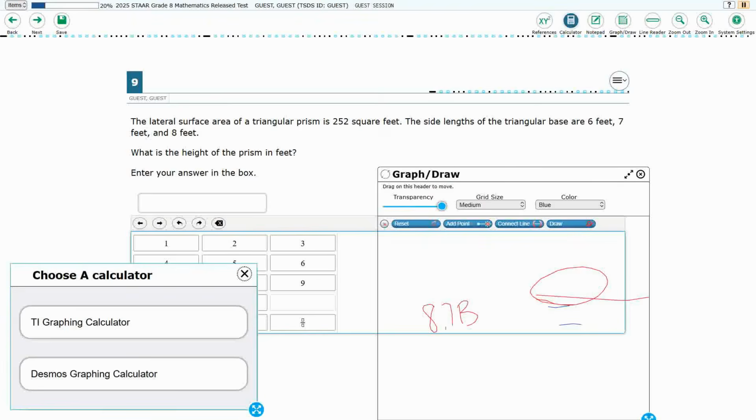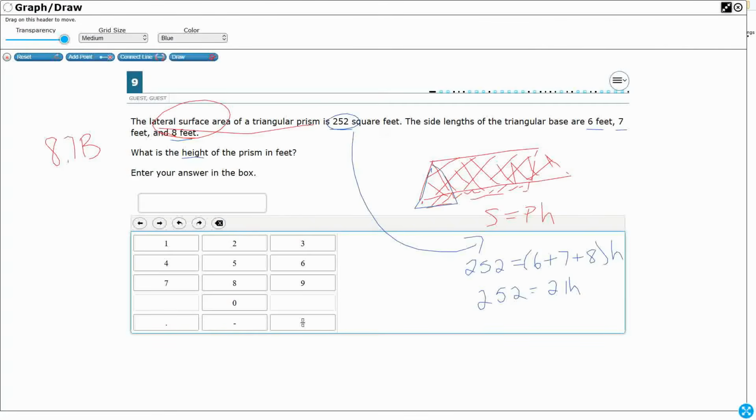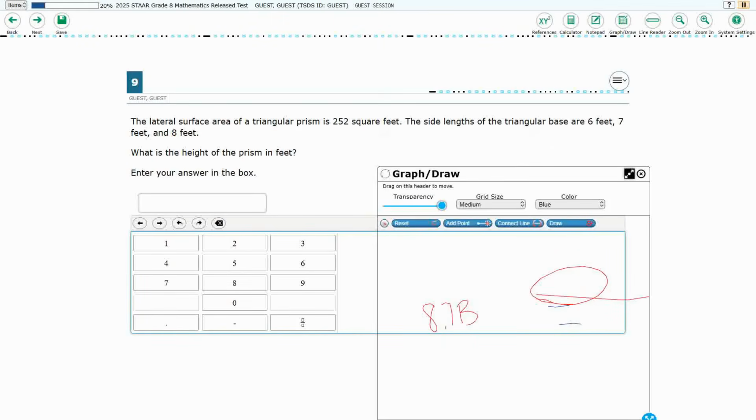Let's see what that is. 252 divided by 21, 12. All right, so what we did here is we divided both sides by 21, and we get our height of 12. So we're just going to type that in.